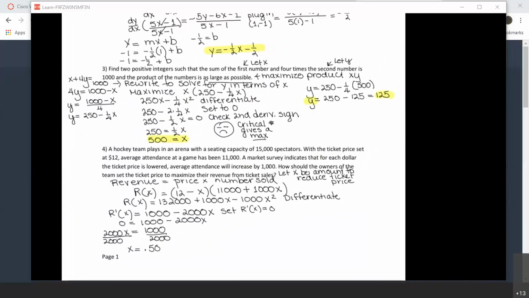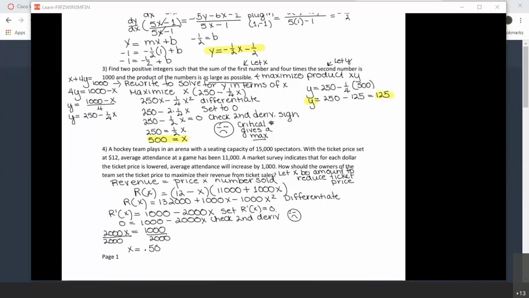Again, did that really give me a maximum? Check the second derivative here. If I differentiate this left-hand side, I get 0 for the 1,000 and negative 2,000 for the second term. Again, second derivative is negative. It gives me a maximum. Okay, it's always a good idea to check that. If your second derivative is negative, you're getting a maximum.